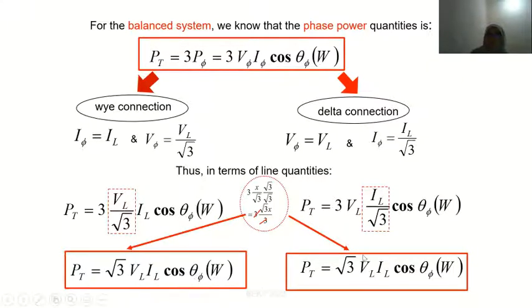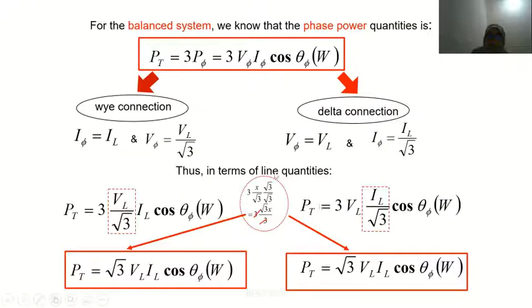For the delta connection, we know that V phase is equivalent to VL and I phase is equivalent to IL divided by square root of 3. So we can substitute I phase with IL divided by square root of 3.